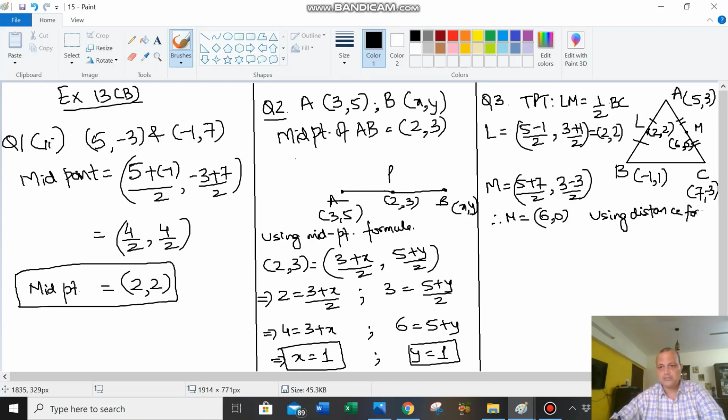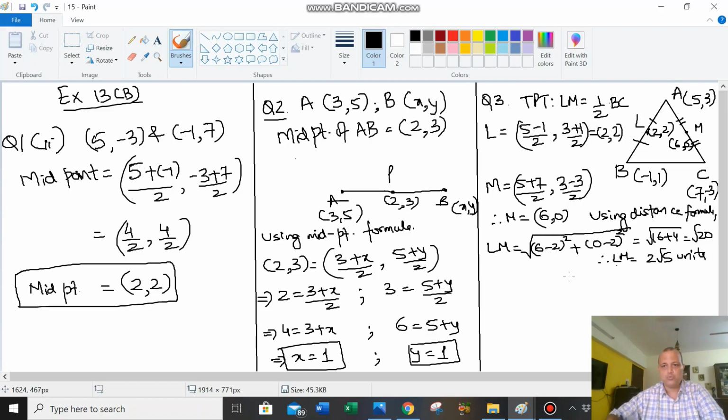Using the distance formula, LM will be equal to the square root of 6 minus 2 whole square plus 0 minus 2 whole square. This is 4 square plus 2 square, that's 16 plus 4, that's square root of 20, which is equal to square root of 4 into 5, that's 2 root 5 units. Perfect. So therefore, LM is equal to 2 root 5.